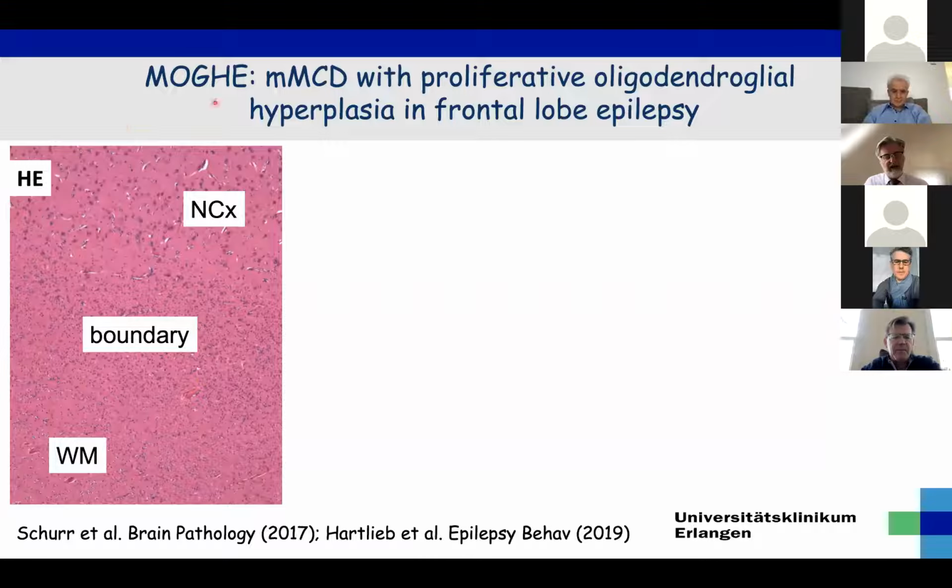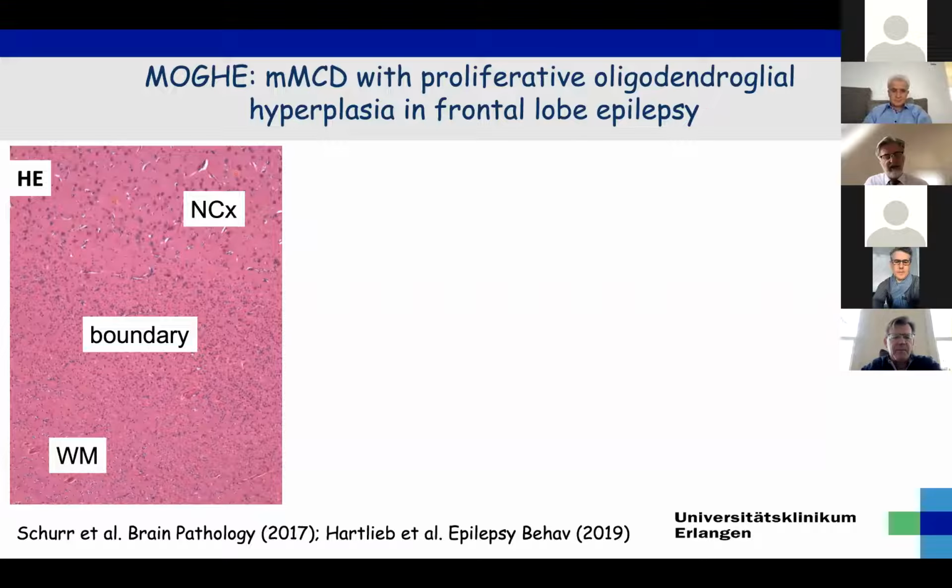And we call them MMCD, so mild malformation of cortical development with proliferative oligodendroglial hyperplasia in frontal lobe epilepsy. That was the original paper, but now we skip frontal lobe because it was discovered already in temporal lobe, parietal, and also occipital. So in epilepsy we call it just MOGE.